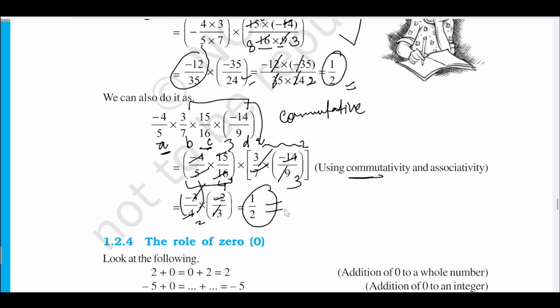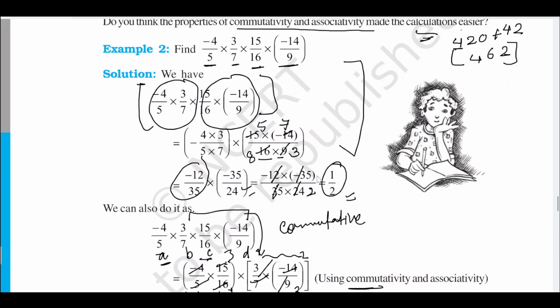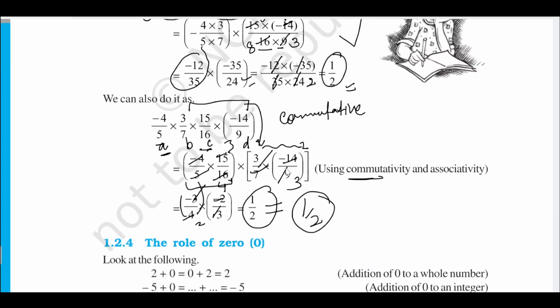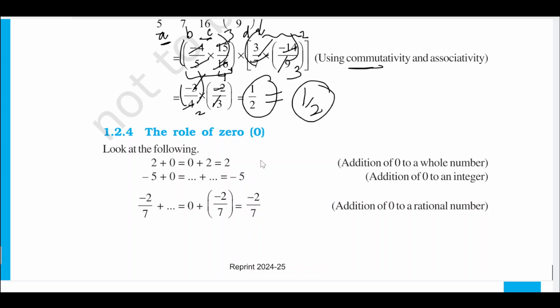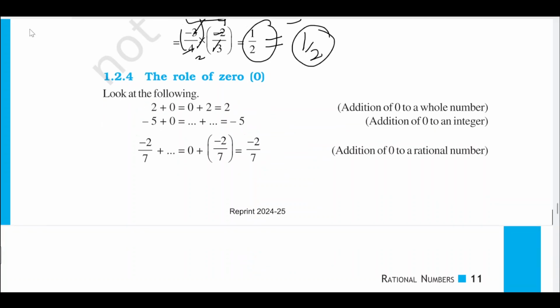So we have simplified the solution. We didn't have to involve bigger multiplication. For example, here we have to multiply bigger numbers, and by using commutative property, how do we use commutative property? We have shifted, commuted, and then we have associated. We have formed groups, association of similar numbers, or the numbers which we found that our calculation is going to be easier.